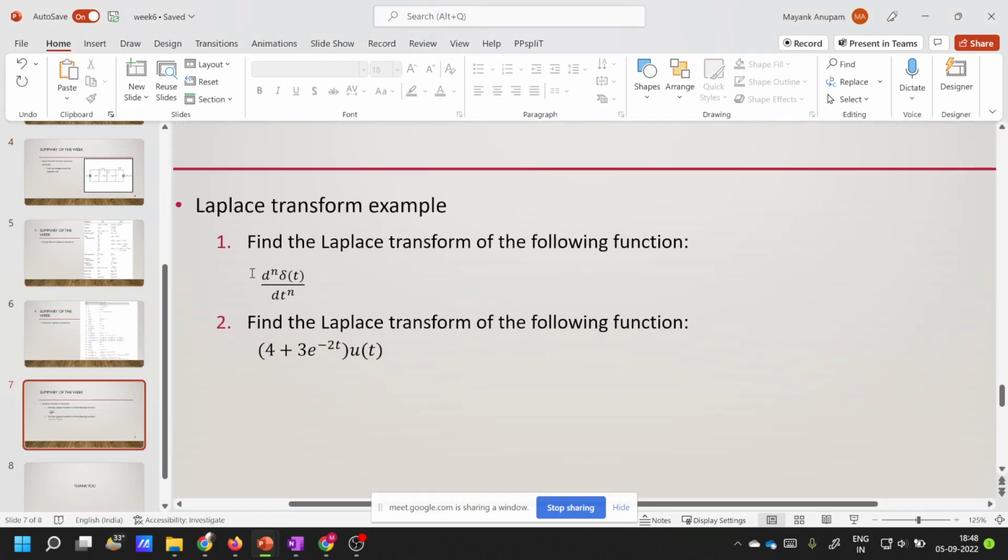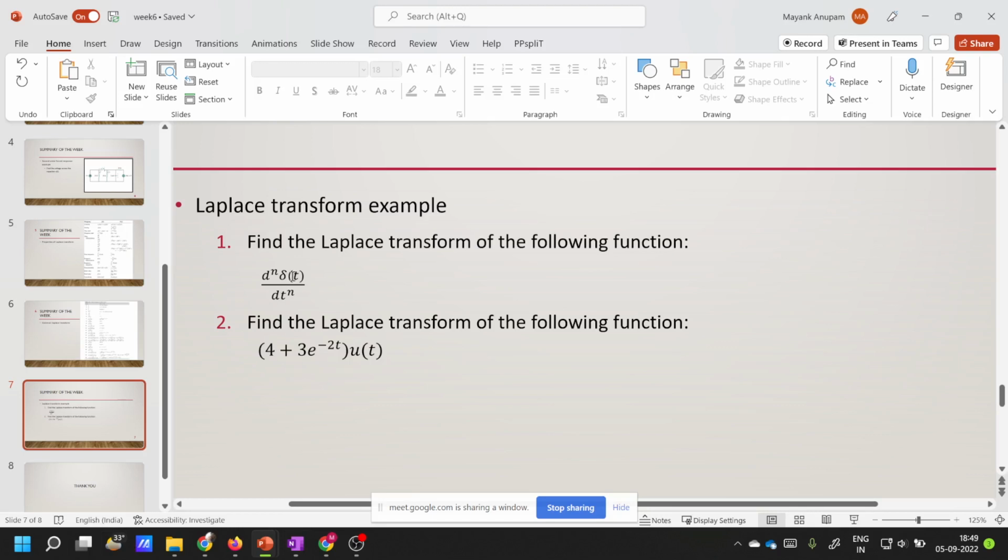Now, can you tell me what is the Laplace transform of this particular nth derivative of delta of t? For finding this out, you have to know what is the Laplace transform of delta impulse, and then you have to use the property of differentiation. So can you tell me what is the Laplace transform of the delta function? It is 1, sir. Correct, the delta function is 1, right?